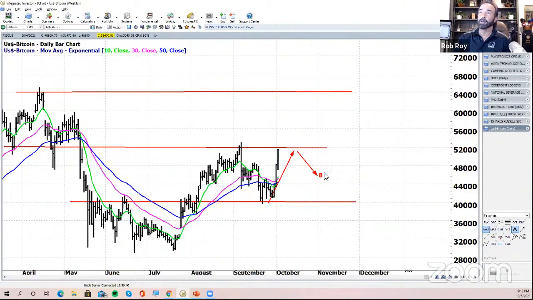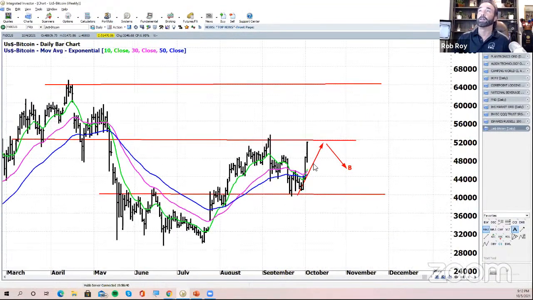So I would expect that we would have some sort of a correction, but it's going to do what it's going to do. And then once the chart's labeled, we'll have a better idea of where that C wave extension could go. But note that we are in a new impulse move to the upside on Bitcoin.